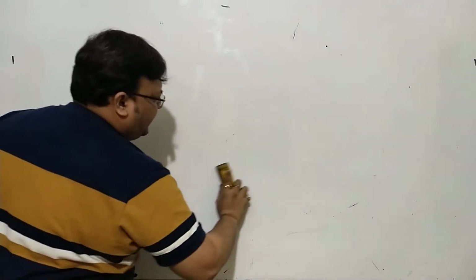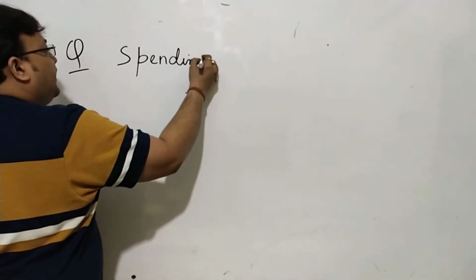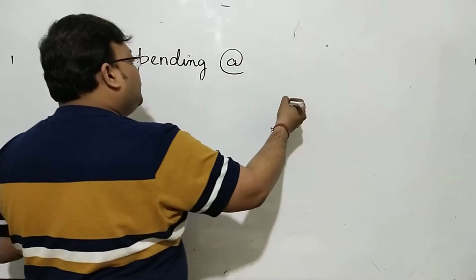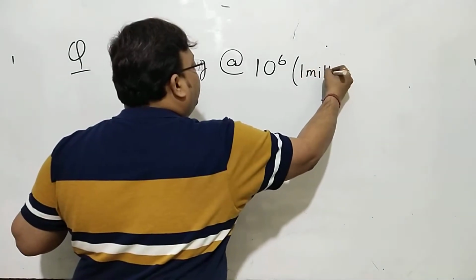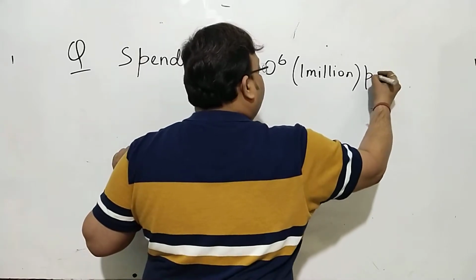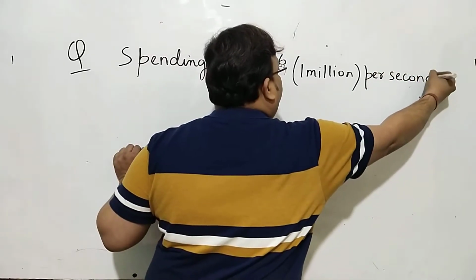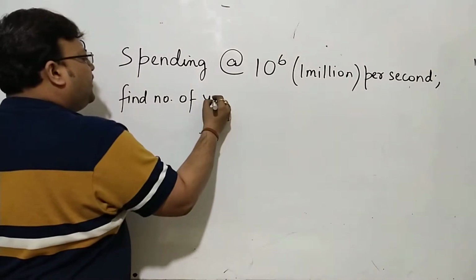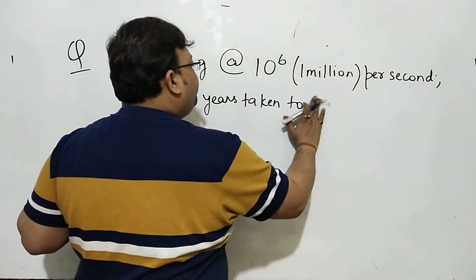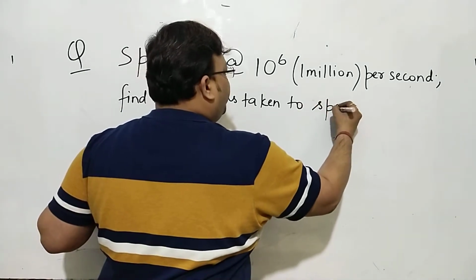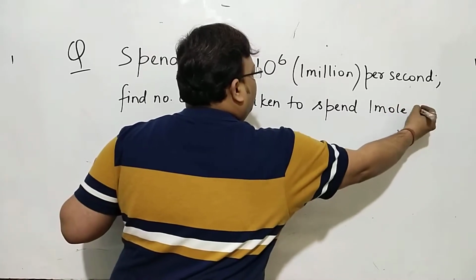And again a very unique kind of question. The question reads: spending money at the rate of 1 million per second, which is 10 to the power 6 rupees per second, find the number of years taken to spend 1 mole rupees.